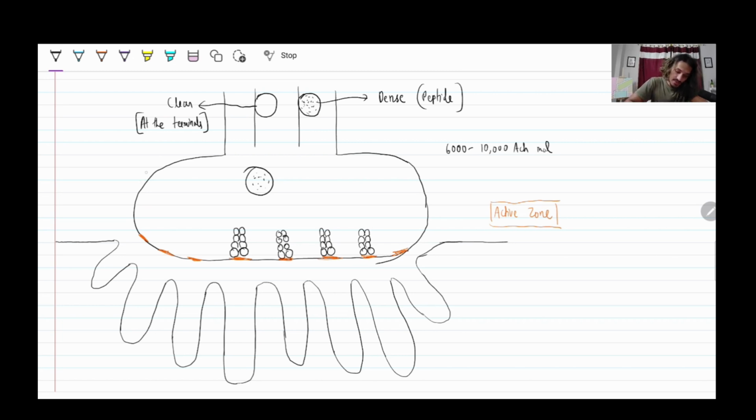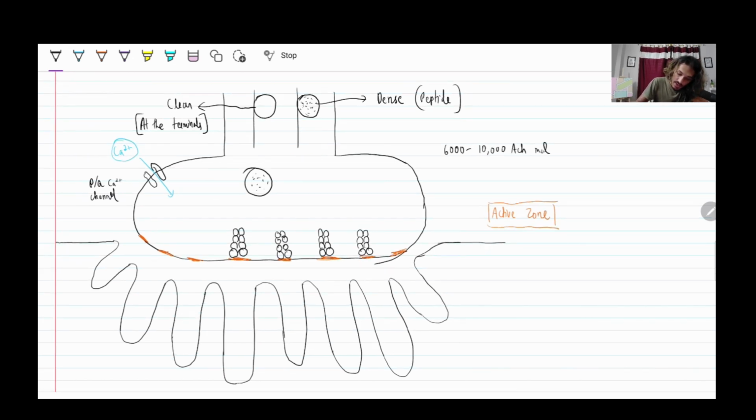In the presynaptic terminal, apart from these two, we also have a P/Q type of calcium channel through which calcium can come in. And you also have to draw your mitochondria over here. So these are basic things that you need to draw in the presynaptic terminal. We're not done with this yet. We'll still come back to it.